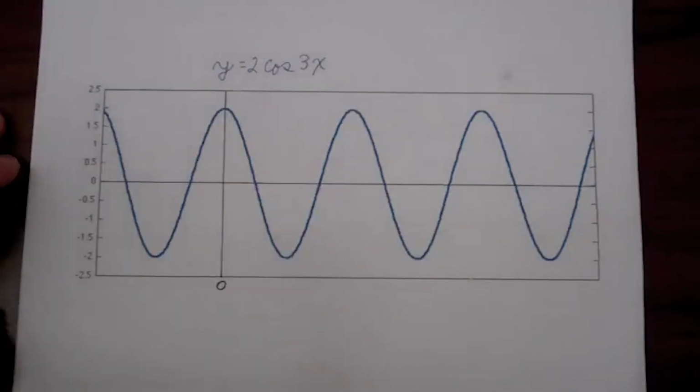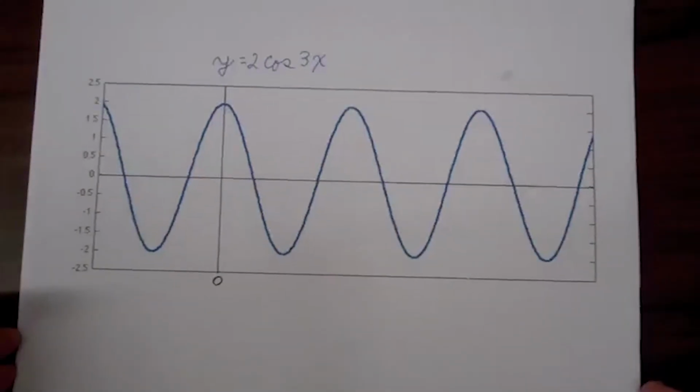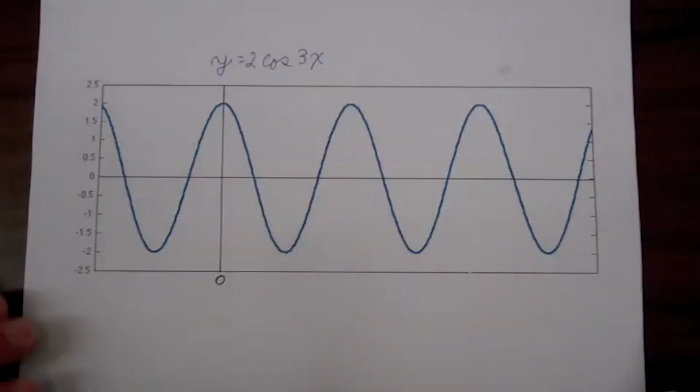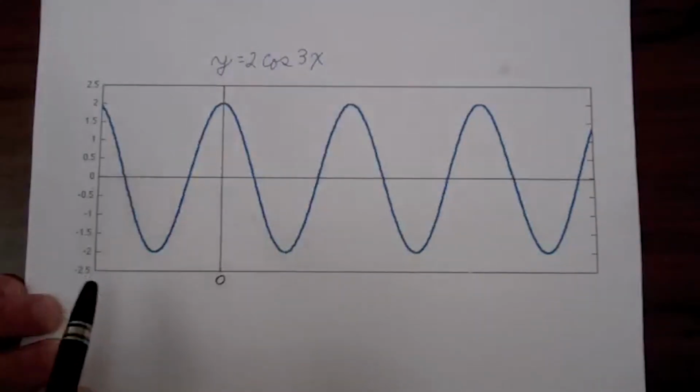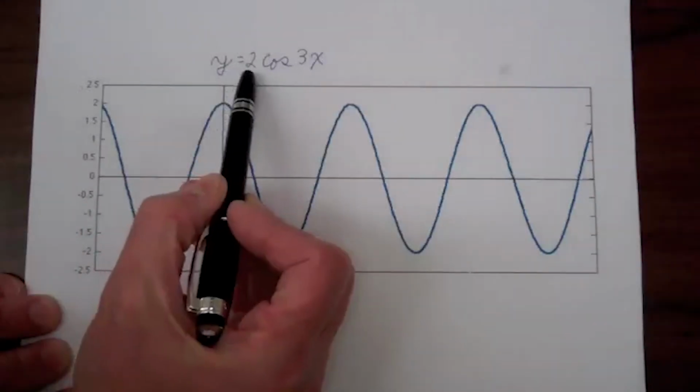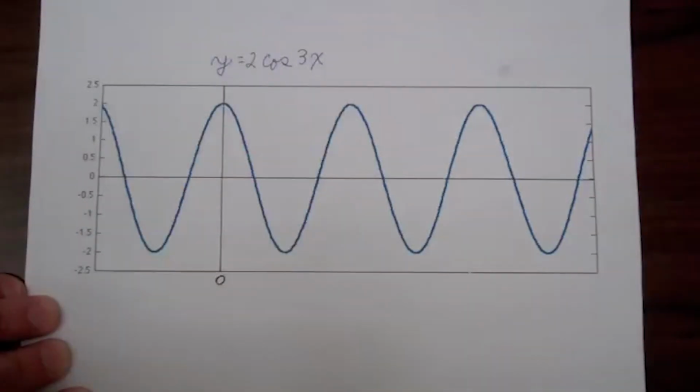I'm going to discuss some general concepts regarding waves. In class we've been talking about electromagnetic waves, but what I will discuss here will pertain to any type of wave, whether it's an electromagnetic wave, sound wave, or water wave. So here I'm looking at the function y is equal to 2 cosine of 3x.